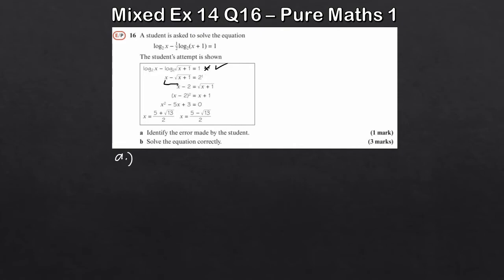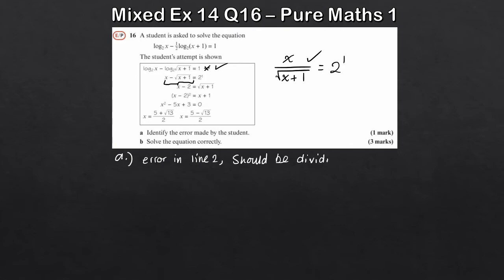But this here, this is an error. So it should be x over, like that. This is where they've made the error here. So this is an error, it shouldn't be like this essentially. It shouldn't be this, it should be this. But we can use that now to carry on with this question. So the error in line 2 should be dividing rather than subtracting.